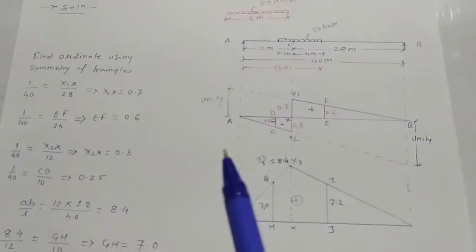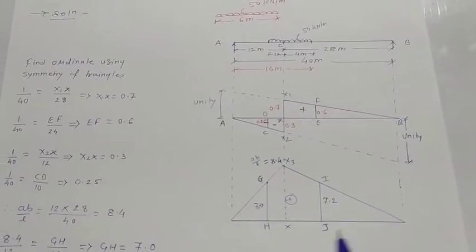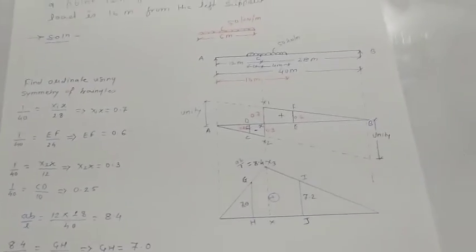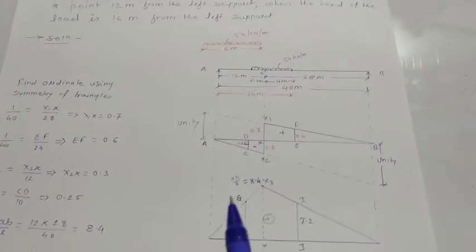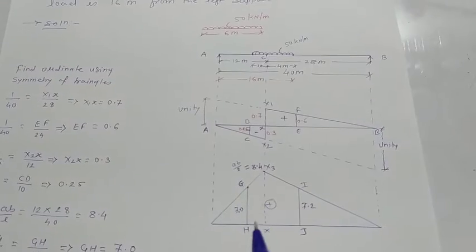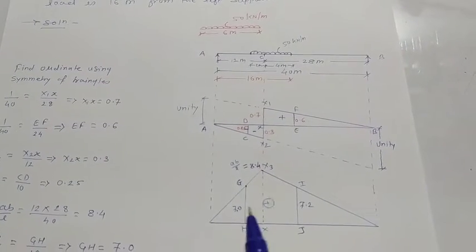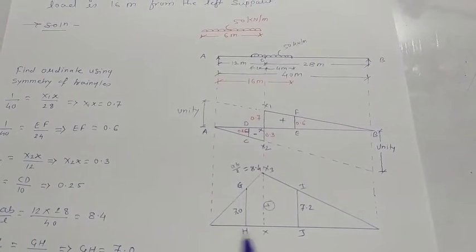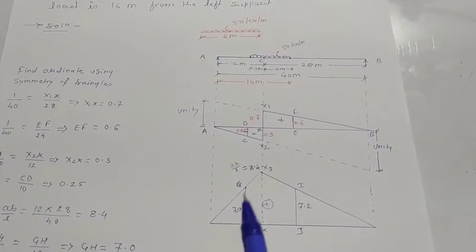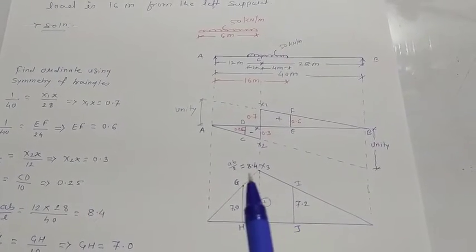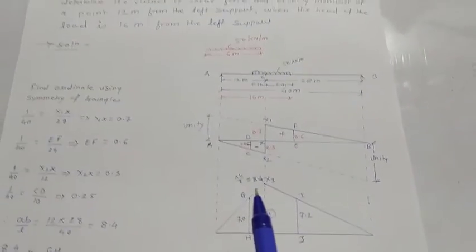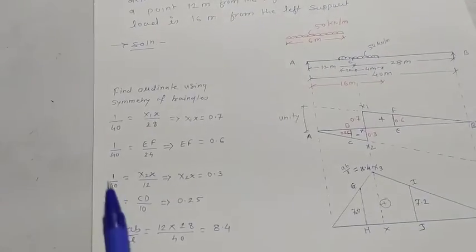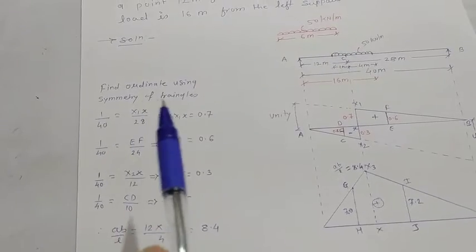Similarly, draw a bending moment diagram for the 12 meter section at C. It is triangular. From symmetry of triangles you can find out this ordinate, and this ordinate will be AB by L. So just see the ordinate by using the symmetry of triangles.